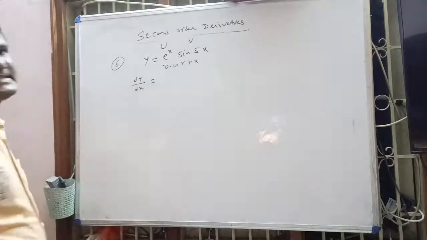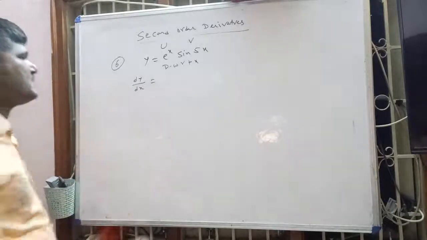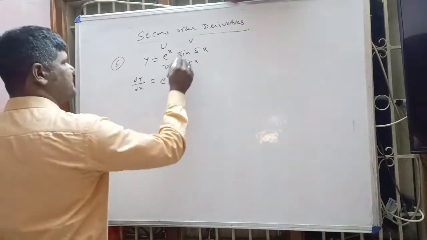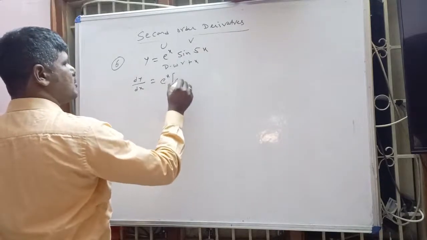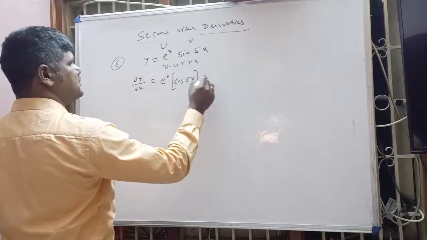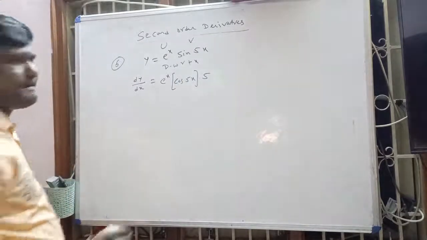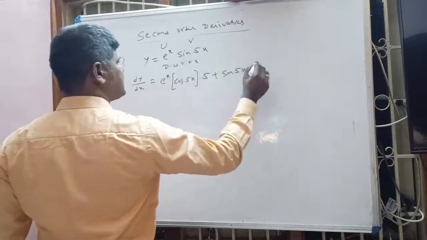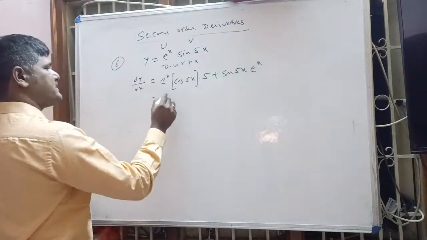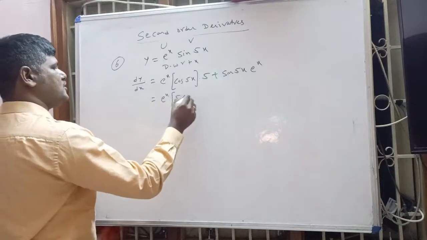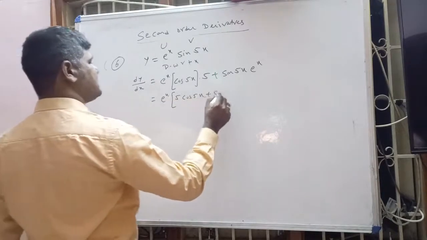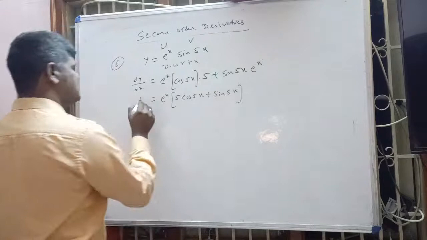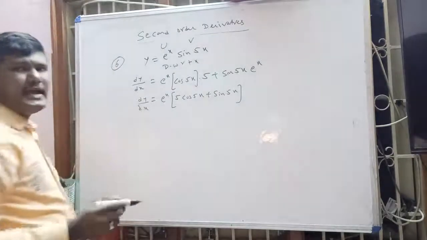After dy by dx, this is u, this is v. e power x into sine 5x, cos 5x into 5x derived to 5, plus sin 5x into e power x, means e power x. Now take e power x as common. 5 cos 5x plus sin 5x. This is dy by dx. Again differentiate.